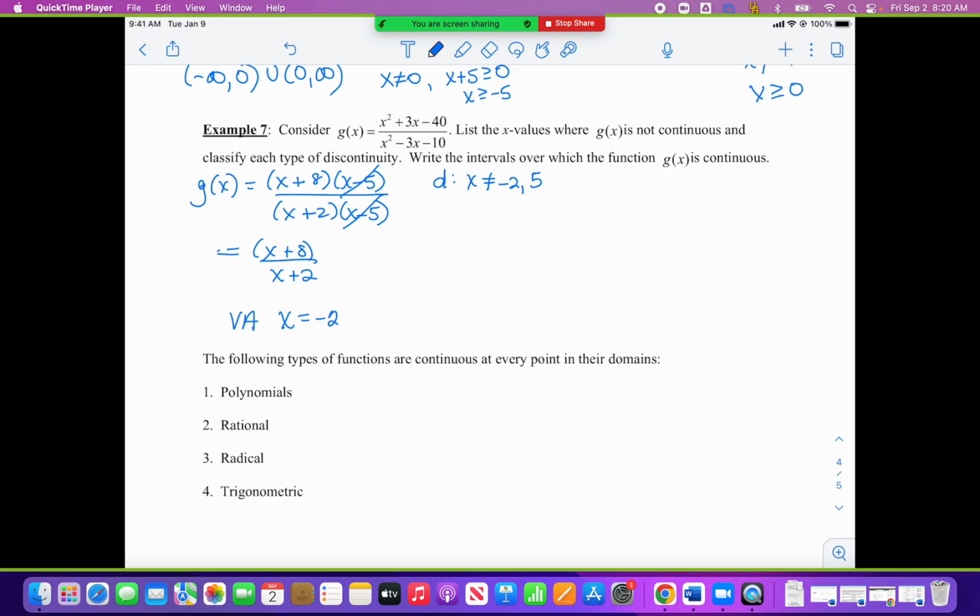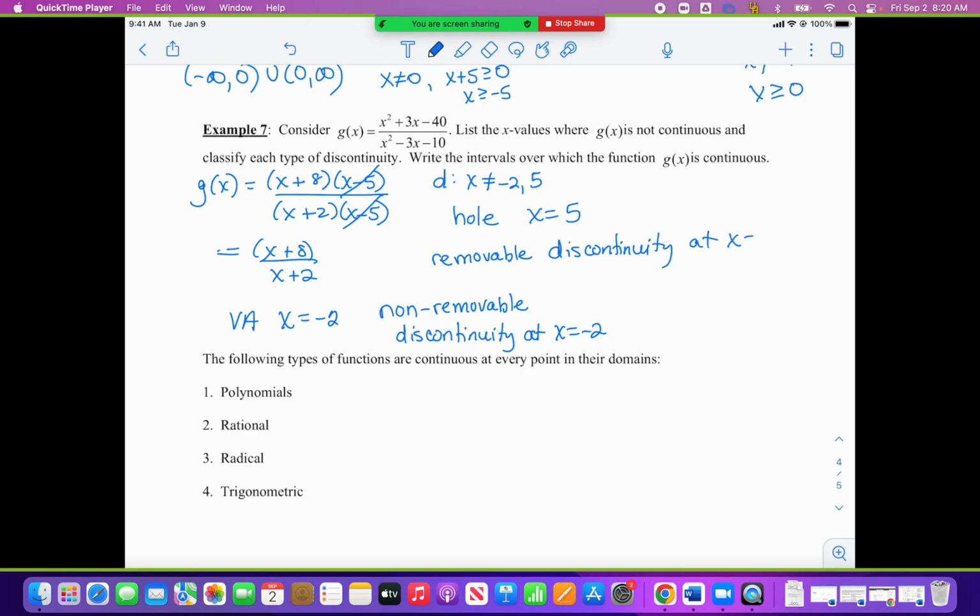All right, so I have a vertical asymptote at x equals negative 2. So that means I have a non-removable discontinuity at x is negative 2. Then there's a hole when x equals 5. So that's a removable discontinuity at x equals 5. It didn't ask me to find the hole per se, so I'm not going to do that even though I could.